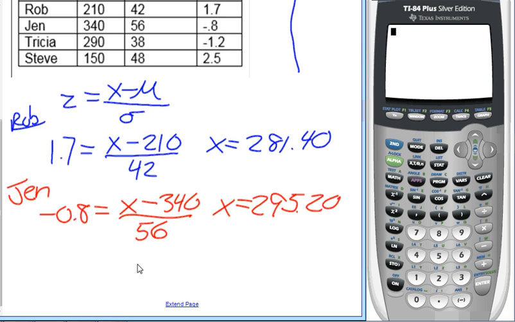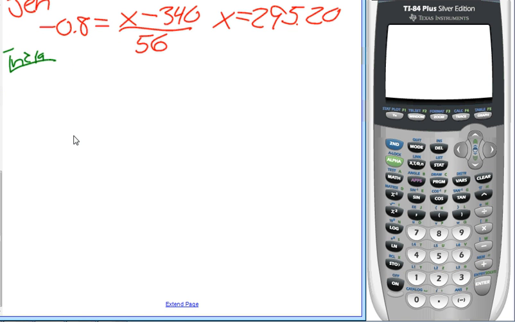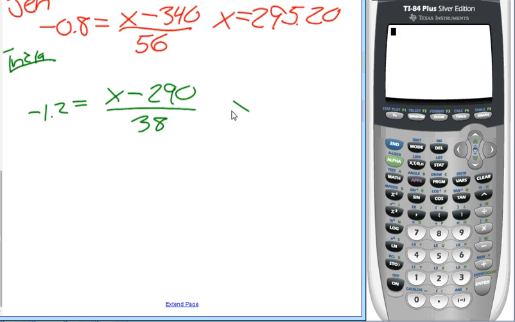Let's go to Trisha. All right. Trisha, her z-score was negative 1.2. We don't know how much she raised. Her mean was 290 for her class, and the standard deviation was 38. When I solve that one for x, it turns out that Trisha raised 244.40. And then my last one was Steve.